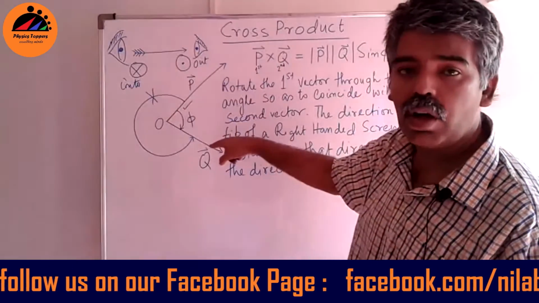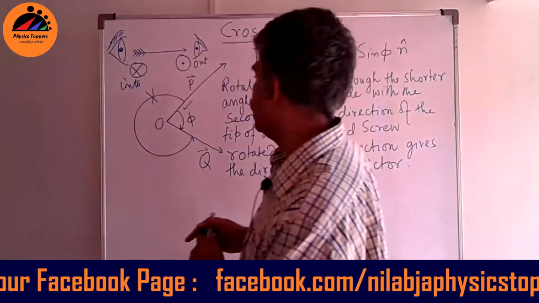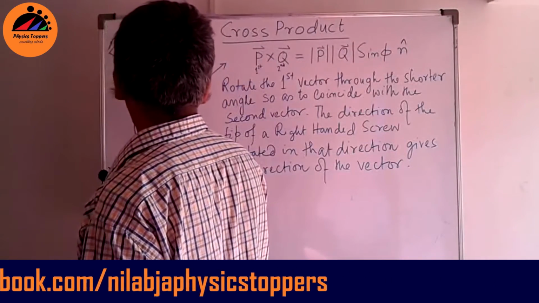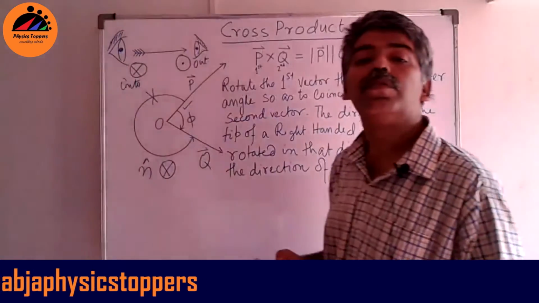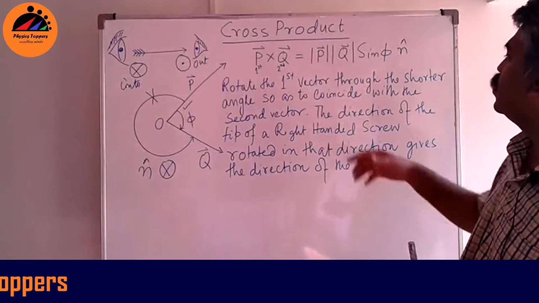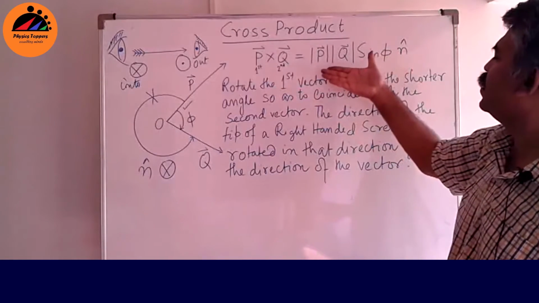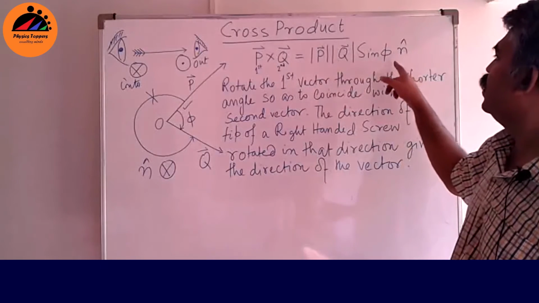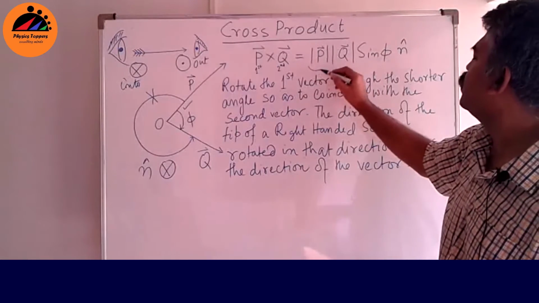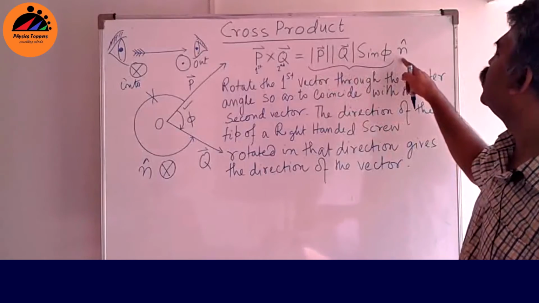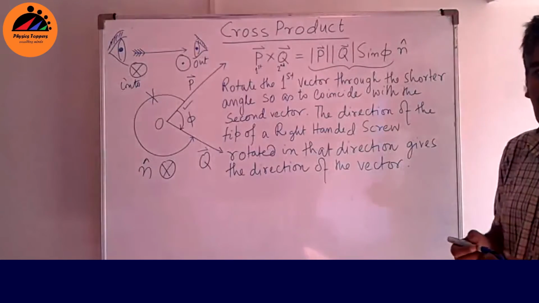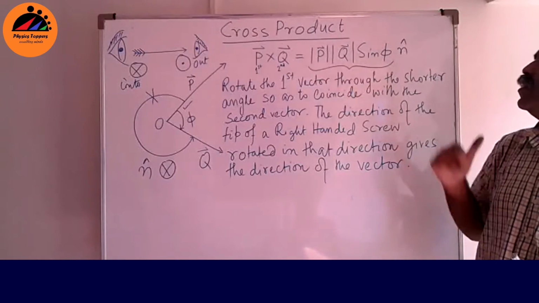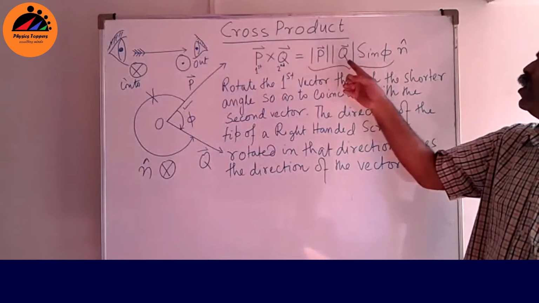See, P to Q is clockwise. So if this is clockwise, then n cap will be into the plane of the board, right? So this is a vector product. The resultant of P cross Q is a vector. This part is a scalar, scalar times a unit vector. A unit vector doesn't have any dimension. All the dimension is carried by this magnitude part, P, Q, sin theta.